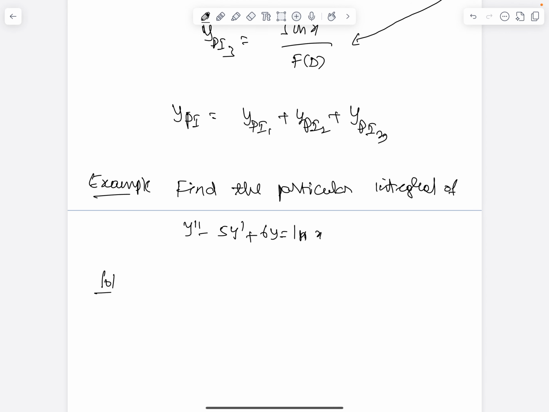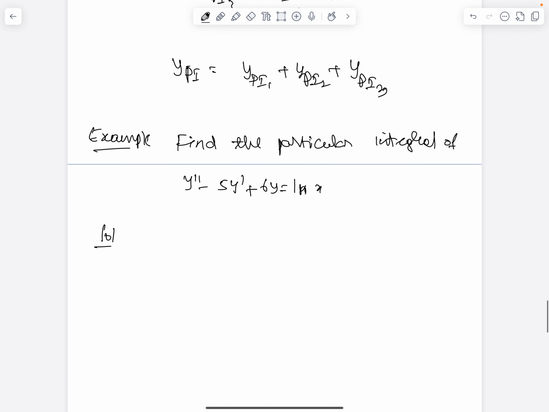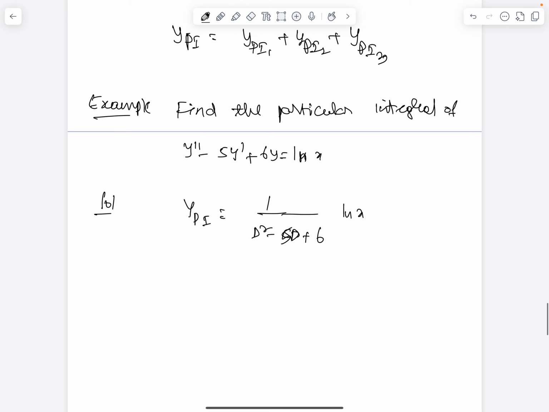Find the particular integral of y double prime minus 5y prime plus 6y is equal to ln of x. You see here, we are only finding ypi, which is equal to 1 by (D squared minus 5D plus 6), because a derivative is represented by D, so a double derivative is represented by D squared, into f of x, which is ln of x. Then you know how to split it: this is (D minus 3) into (D minus 2) ln of x.